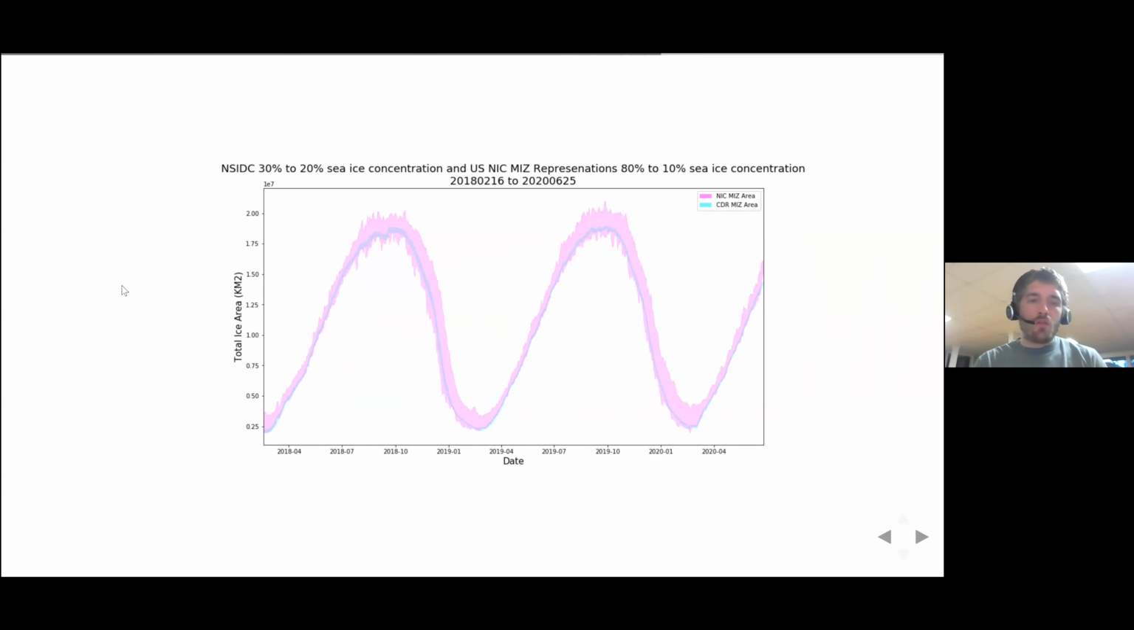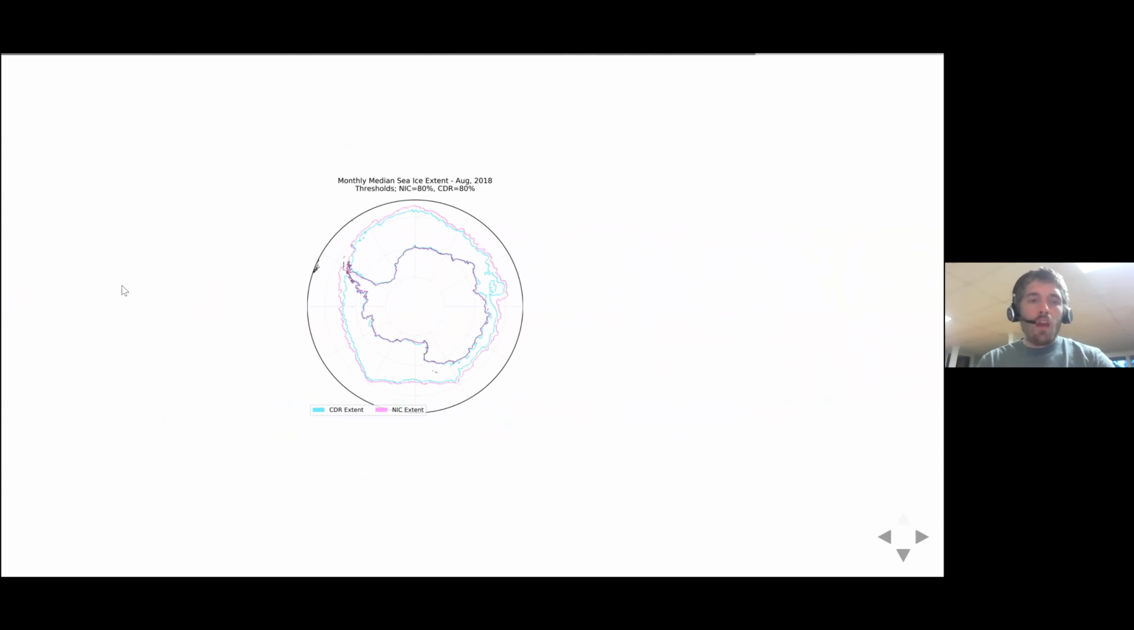Ignoring the outer threshold of the marginal ice zone here, you can see the bottom of these adjusted graphs do roughly line up, where the NIC is at 80% and the CDR is at 30%. I've animated the median plots from earlier in the presentation on this slide, and on the following slide, you'll see the same plots except with the CDR product set to 30% sea ice concentration instead of 80%. You can see the sea ice concentration boundaries line up much more closely in the first animation than the second.